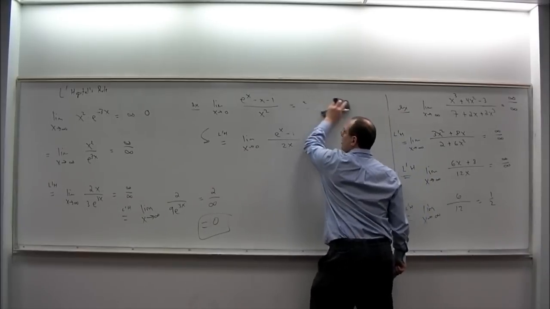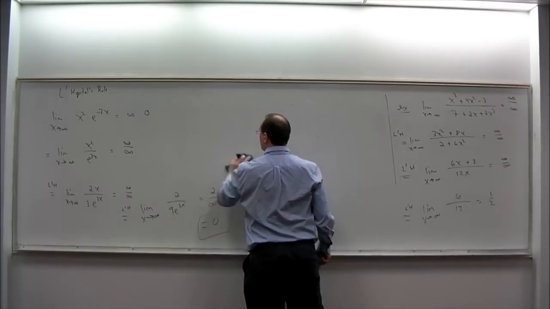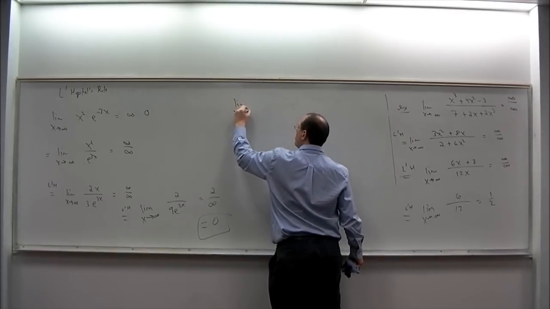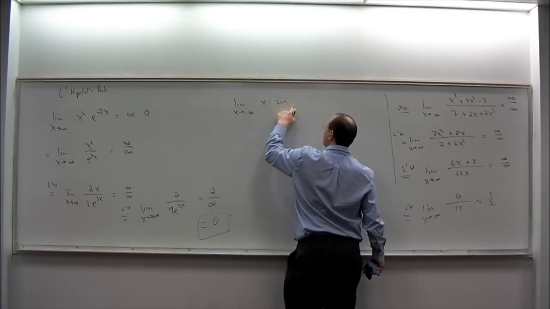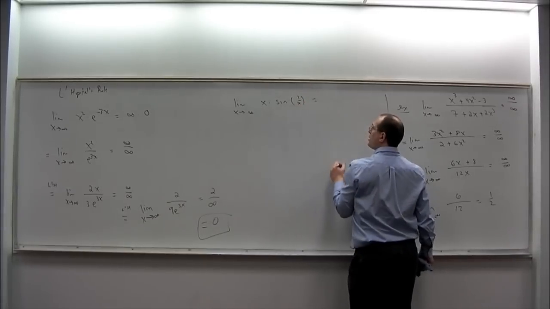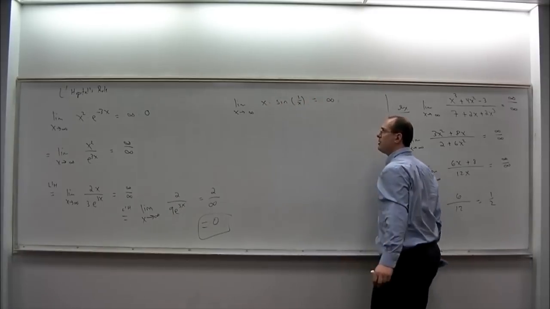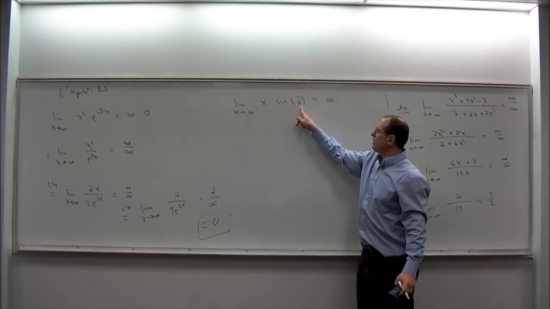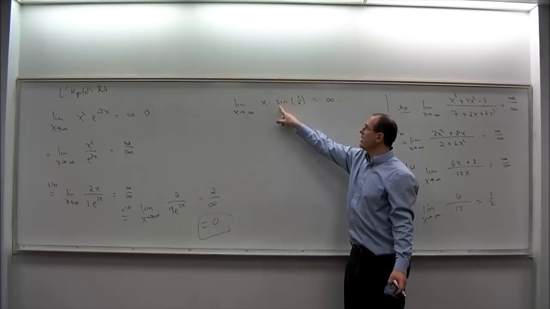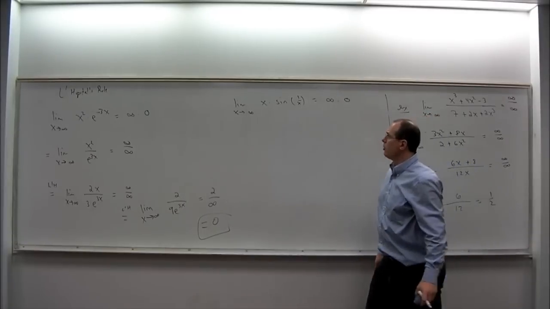And let's look at one more example. Let's take a look at the limit as x goes to infinity of x times the sine of 1 over x. So what's happening here, x is going to infinity. This one's a little more complicated. As x goes to infinity, the reciprocal 1 over x goes to 0, and the sine of 0 is 0. So I have infinity times 0, which is the same situation that happened in the last example.